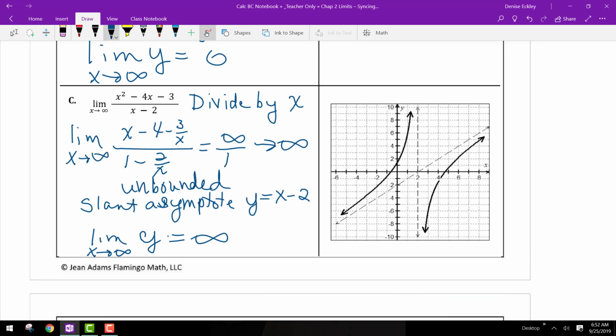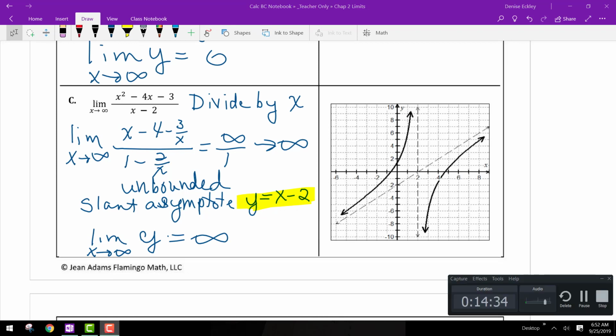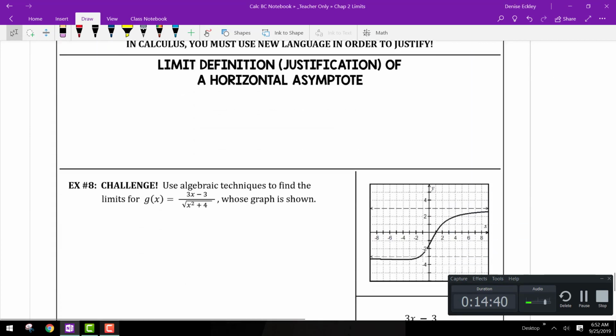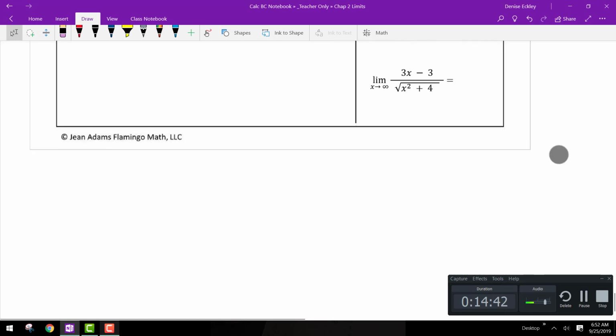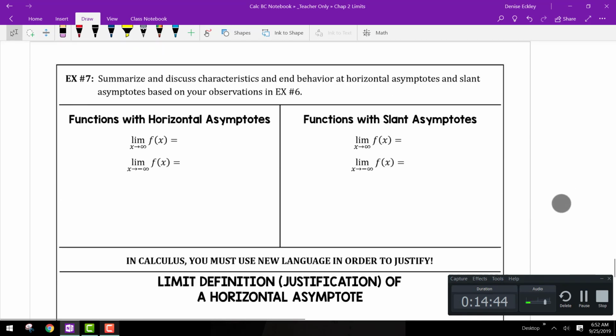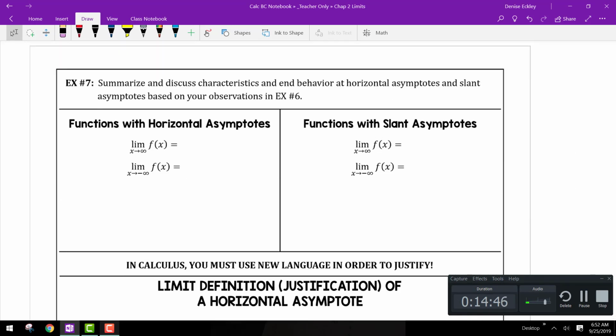Okay, so here's the answer for part C. Hopefully you remember how to find a slant asymptote. If you don't, you can ask in class tomorrow. So I am going to stop the video right here, and then in the next video we are going to finish up the last part. Actually, we only have one more page, so let's go ahead and finish.